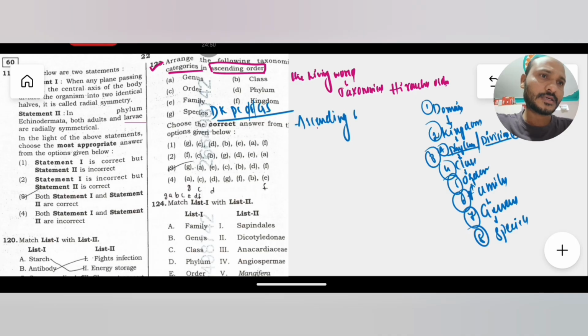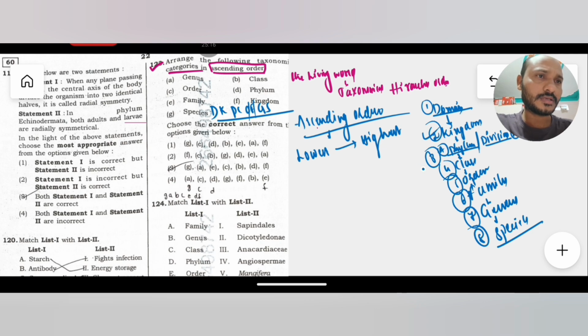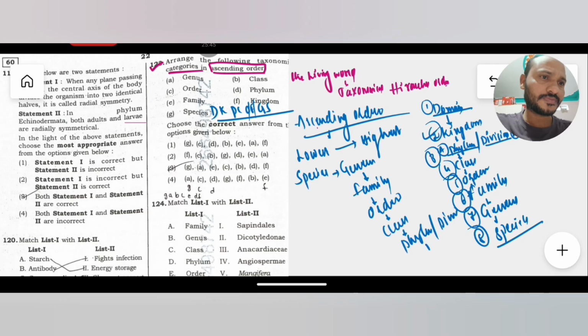So in ascending order we need to arrange from lowest to highest. The lowest rank is species and the highest is domain. If domain is not in the options, then the highest is kingdom. So first, the lowest we have is species. A group of species together forms a genus, a group of genera forms a family, families together form an order, a group of orders forms a class, a group of classes forms a phylum or division, and a group of phyla or divisions together forms a kingdom.